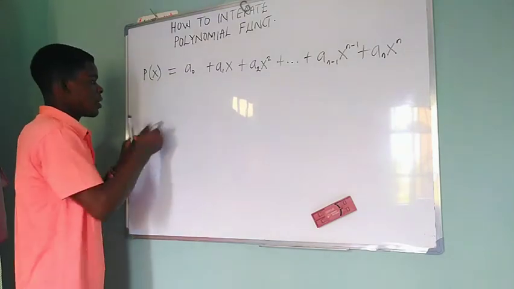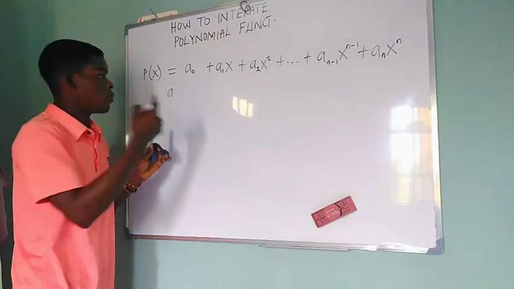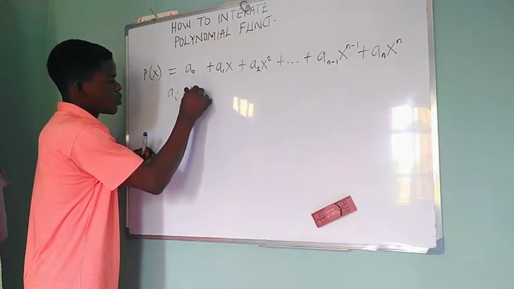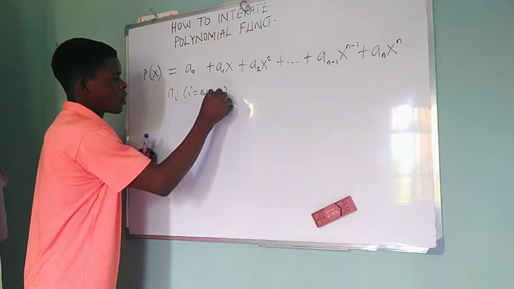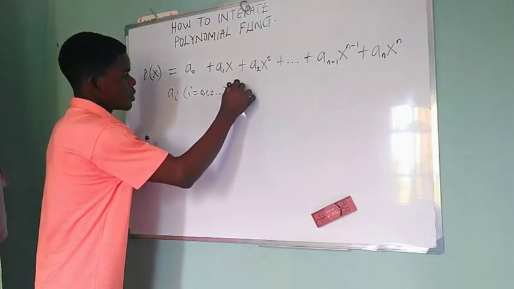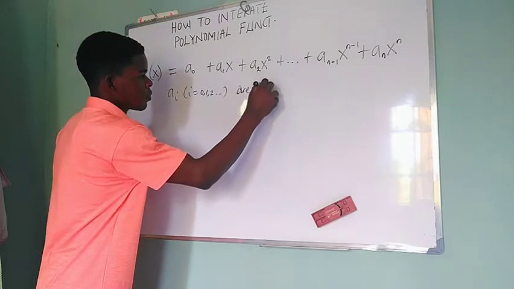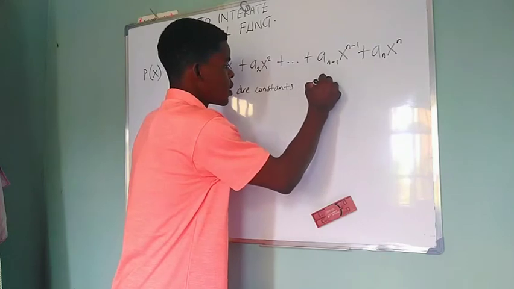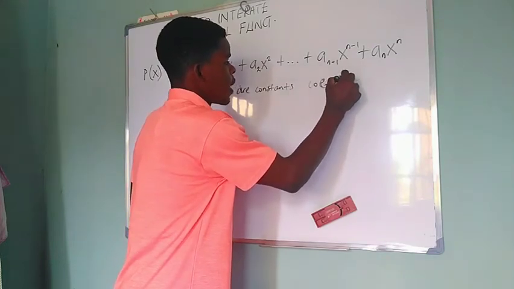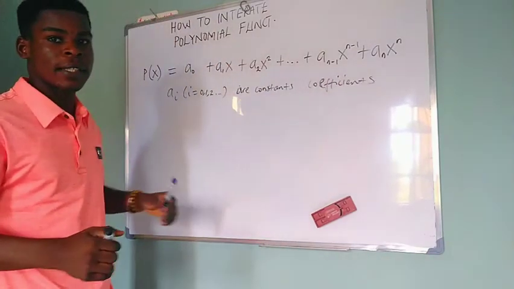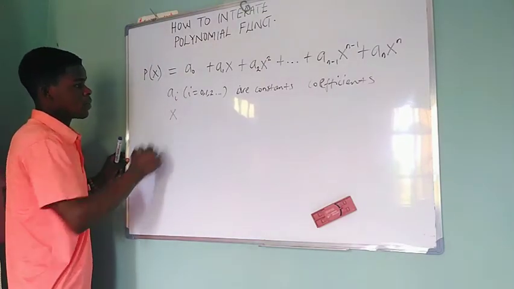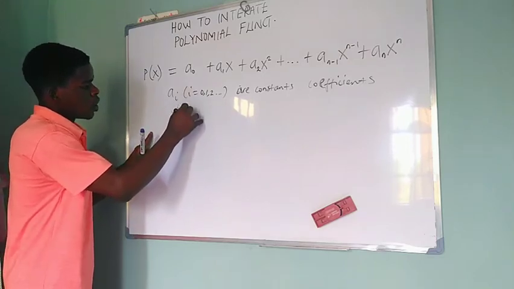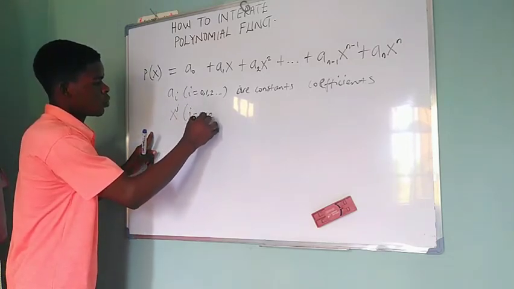Well, a0, a1, a2. So we just say ai, where i is equal to 0, 1, 2, and so on. All right, they are constants, or you can call them coefficients. Constant coefficients. And they multiply x to the j-th power, where j starts from 0, 1, 2, and so on.